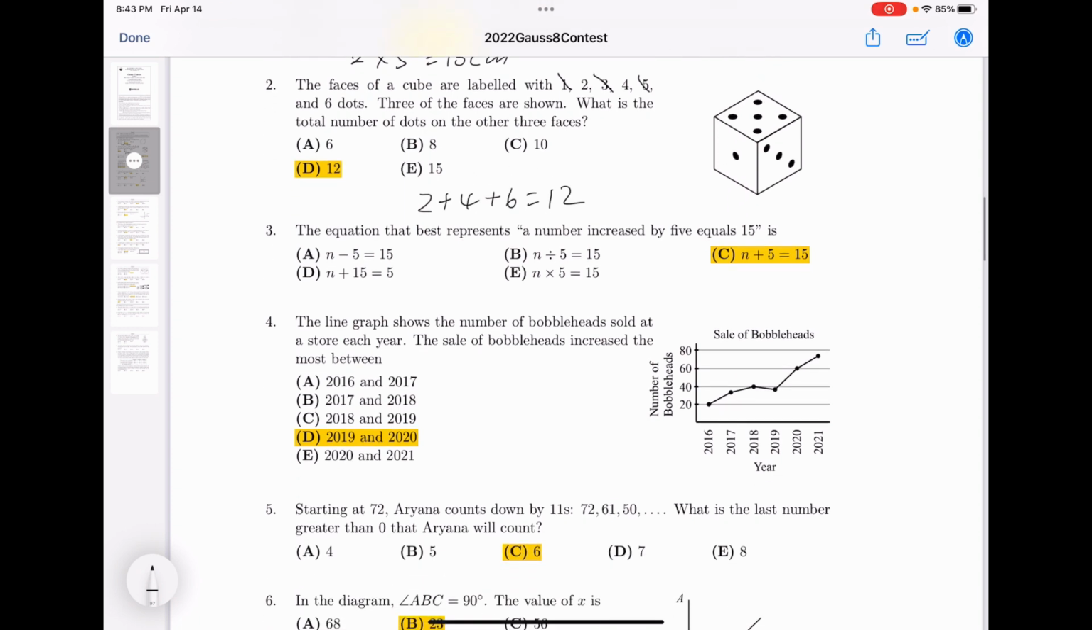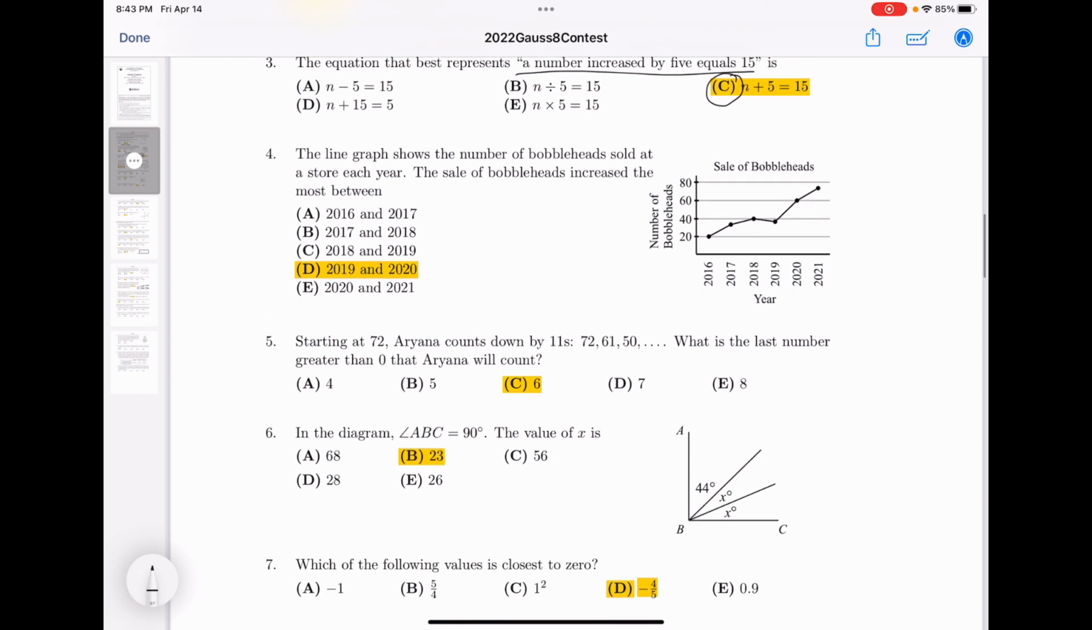Number 3, the equation that best represents a number increased by 5 equals 15 is which of the following? Okay, so from the sentence, we already know that the equation should be n plus 5 equals 15, and we try to match the equation. C matches.